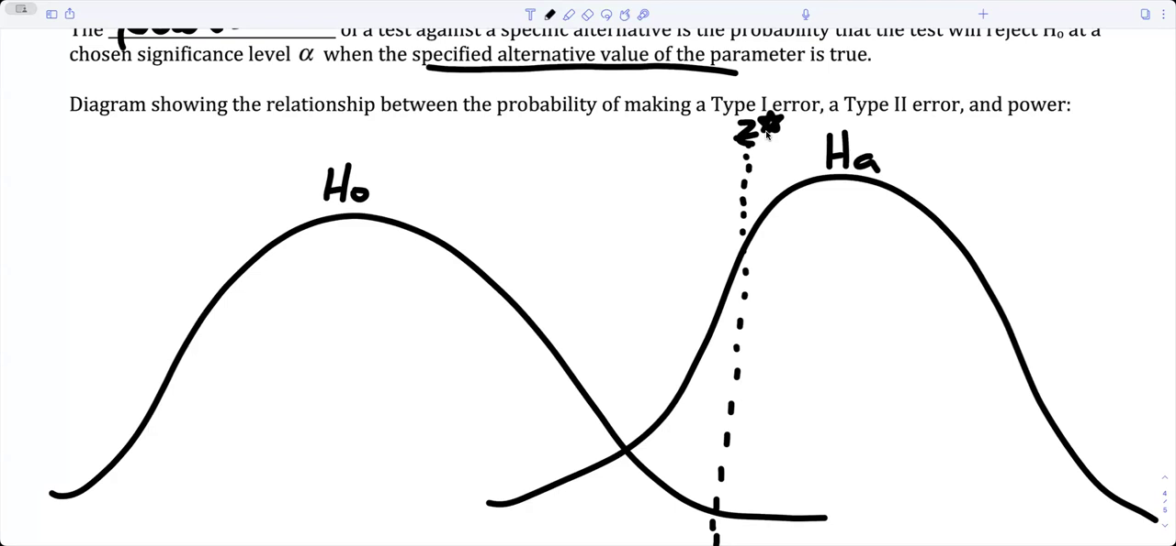Right? So let me change colors here. Just a second. So on this side of the line, we are going to fail to reject H naught, because my null hypothesis is over here. And on this side, I'm going to reject H naught in favor of the alternative.